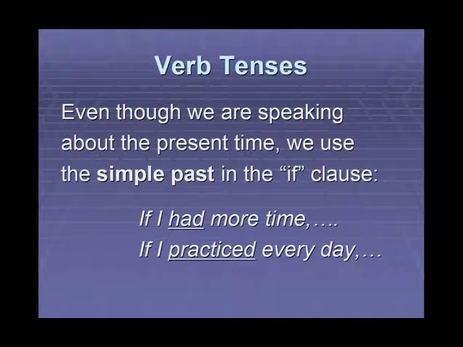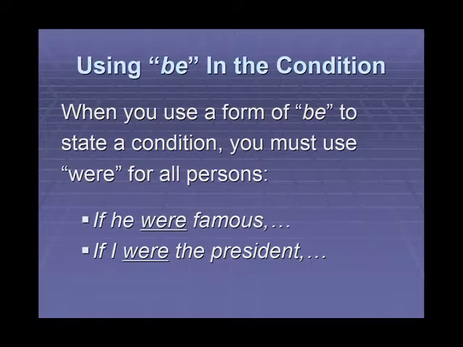As for verb tenses, even though we are speaking about the present time, we use the simple past in the if clause. Examples, if I had more time, if I practiced every day. Be careful using be in the condition. When you use a form of be to state a condition, you must use were for all persons. If he were famous, if I were the president.